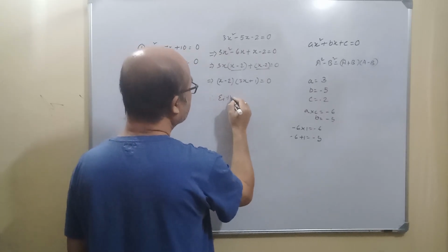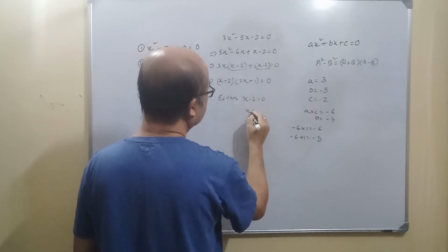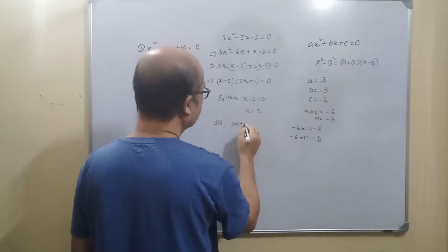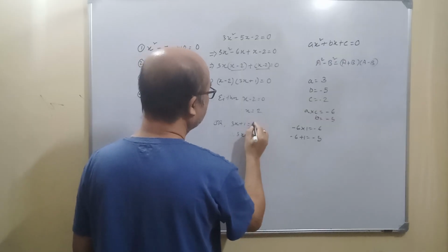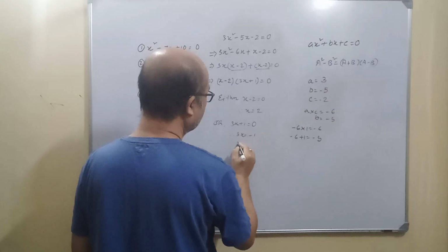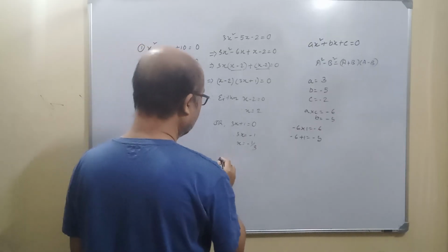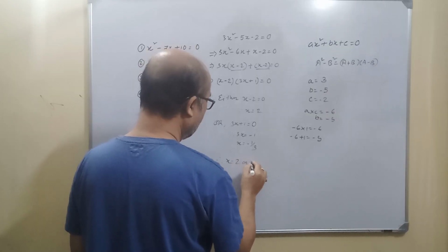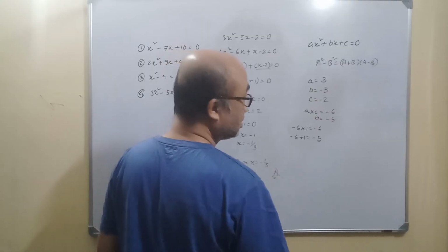Hence either x minus 2 is 0, hence x is equal to 2, or 3x plus 1 is equal to 0. That is 3x is equal to minus 1, x is equal to minus 1 by 3. So x is either 2 or x is equal to minus 1 by 3, and that is the solution.